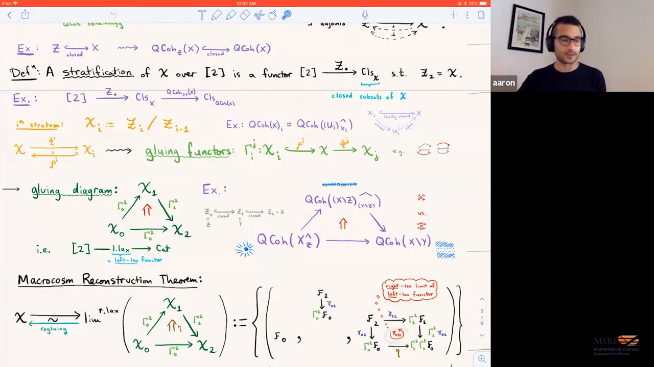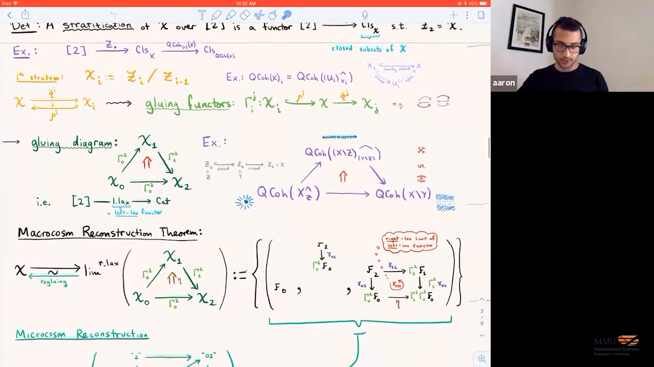I'll just say I find it really shocking that such an elaborate categorical notion just shows up. It's like God-given in geometry. I guess I'm happy about that, but I do find it surprising.